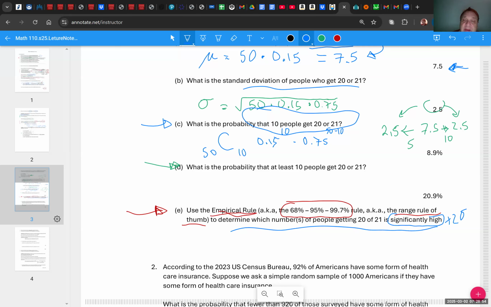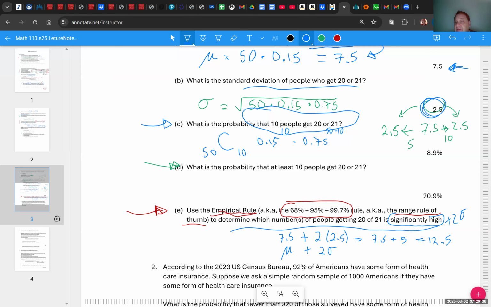So once again, we take our mean. Our mean is 7.5, and we add 2 standard deviations. The standard deviation, by the way, is 2.5. You remember that? So we're doing 7.5 plus 2 of our standard deviations. I have to do the multiplication first, because order of operations, right? So I multiply 2 times 2.5, which is 5. If I take 7.5 plus 5, I get 12.5. So if you're above 12.5, you're significantly high.